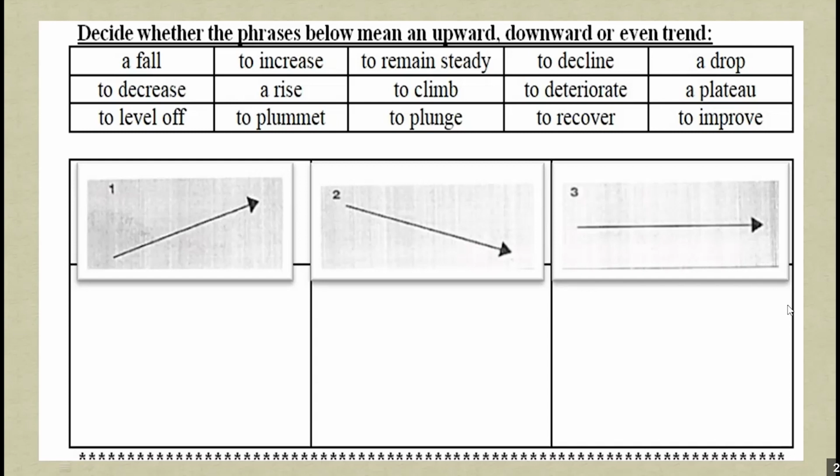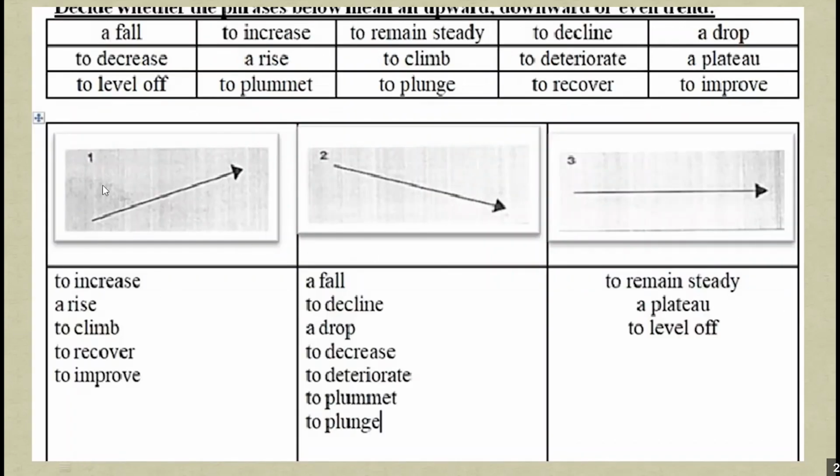Let's take a look at the answers. So all of these words indicate an upward trend: increase, rise, climb, recover, improve. And these words, downward trend: fall, decline, drop, decrease, deteriorate, plummet, and plunge. So both plummet and plunge mean a dramatic decrease.